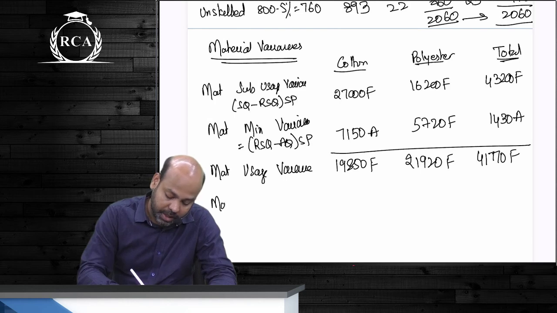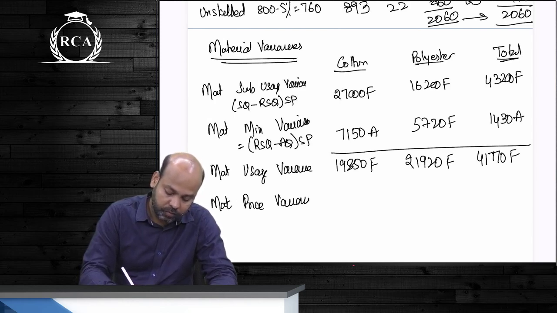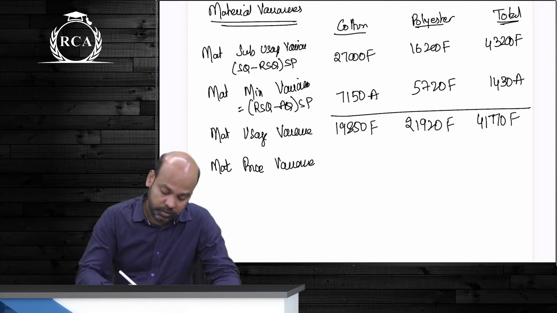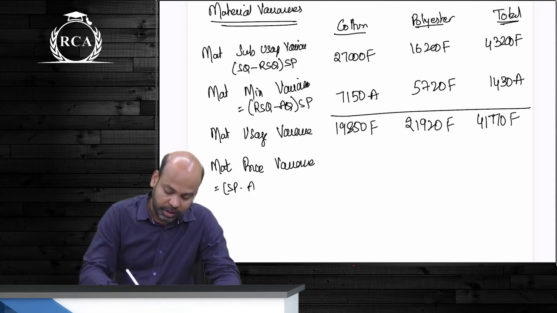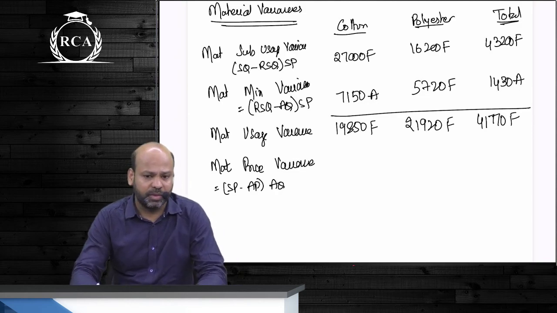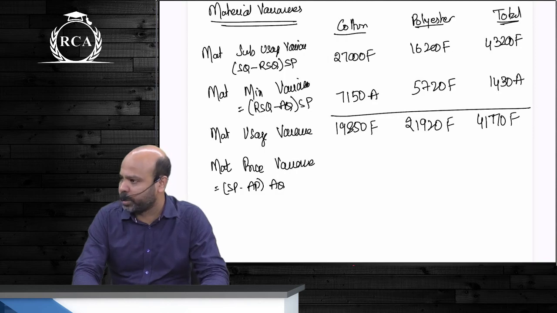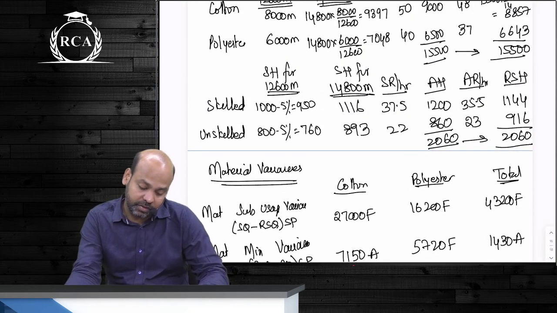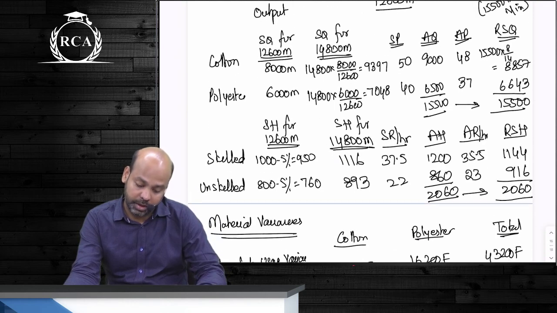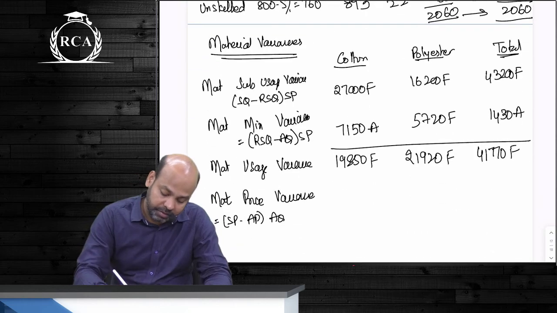Now comes, beta, material price variance. How will you compute material price variance, kids? The whole class has come after revising. Proud of you guys. Standard price minus actual price into actual quantity. You know standard prices, you know actual prices, beta. 50 minus 48 multiplied by actual quantity, beta. That will be 18,000 favorable.